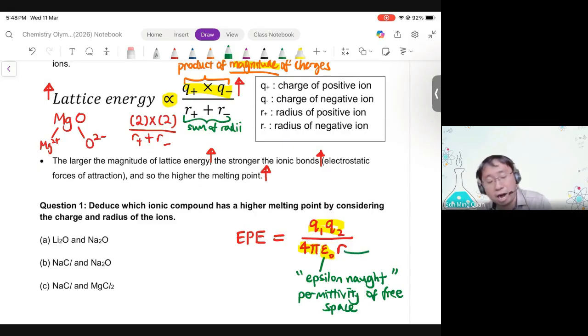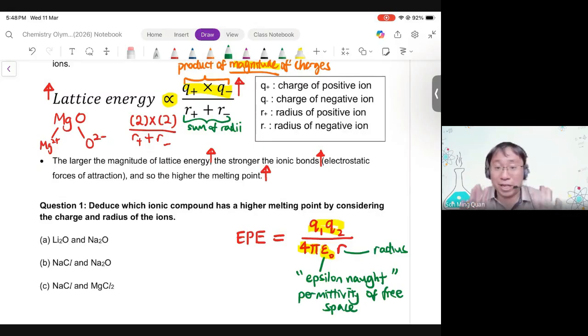And finally, R is radius, right? In this case, positive, negative, so the combined, the sum of the radius. That's why you can see the radius add together. All right. So this is the formula for electric potential energy, which is the form of potential energy you have when you have charged particles attracting or actually repelling each other as well. Okay.